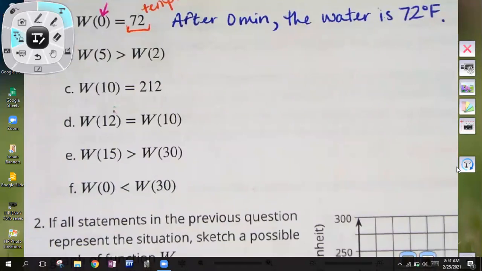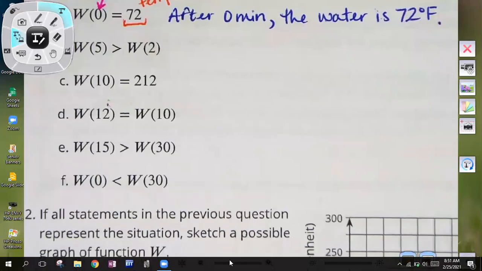So we have to write each one out. Correct. Wait, with the partner or just with your group of the whole?